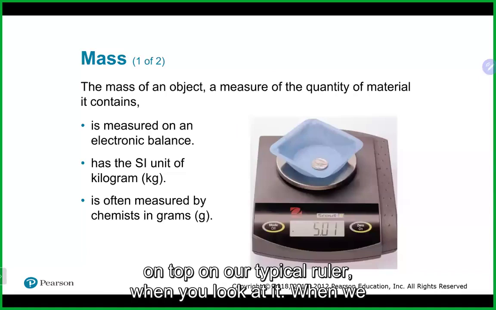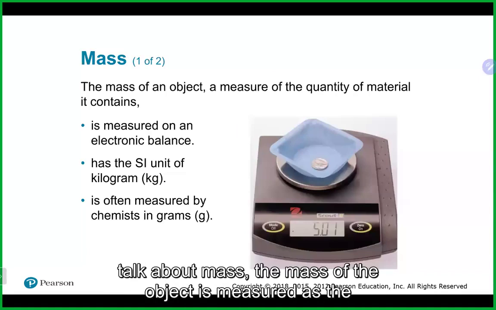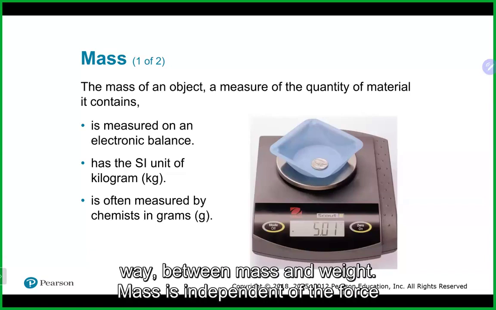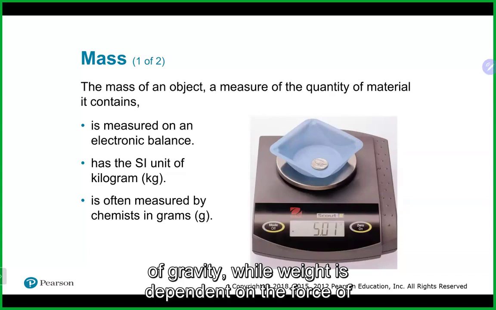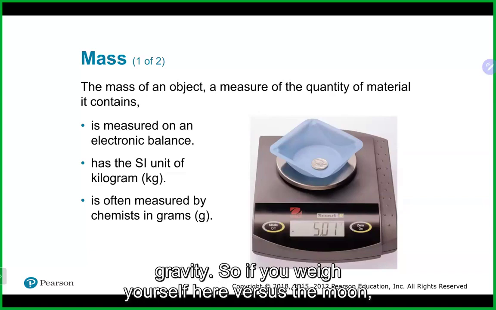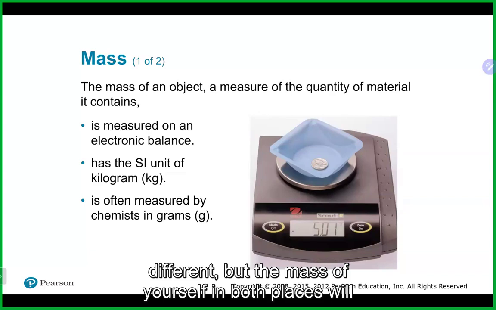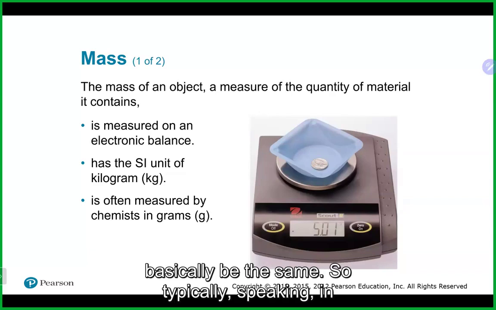When we talk about mass, the mass of the object is measured as the quantity of matter it contains. There is a difference, by the way, between mass and weight. Mass is independent of the force of gravity, while weight is dependent on the force of gravity. So if you weigh yourself here versus the moon, because the gravity is different, your weight will be different, but the mass of yourself in both places will basically be the same.